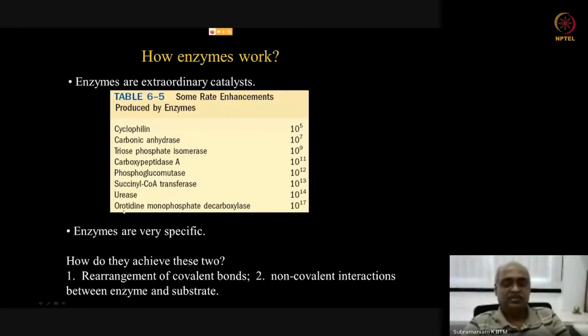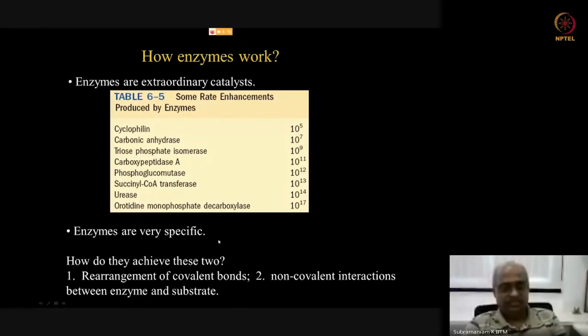So if you take the last one, orotidine monophosphate decarboxylase, it accelerates the reaction 10 power 17 times that of the uncatalyzed reaction. So this is typical, like 10 power 5 is kind of on the lower side. Most enzymes are in this order, like 7 to 11 orders of magnitude. They accelerate the rate of the reactions. So they are extraordinary catalysts.